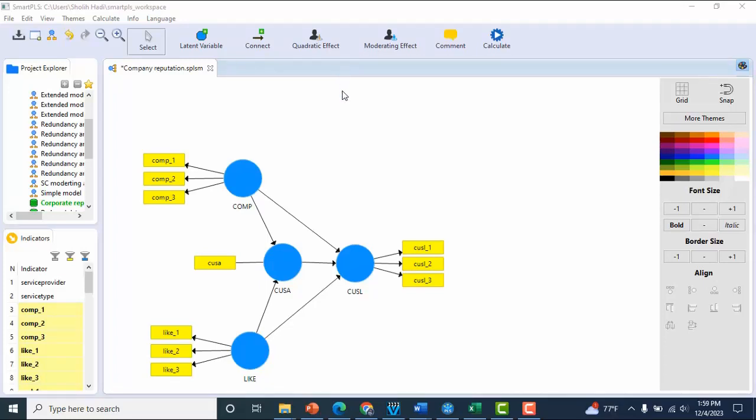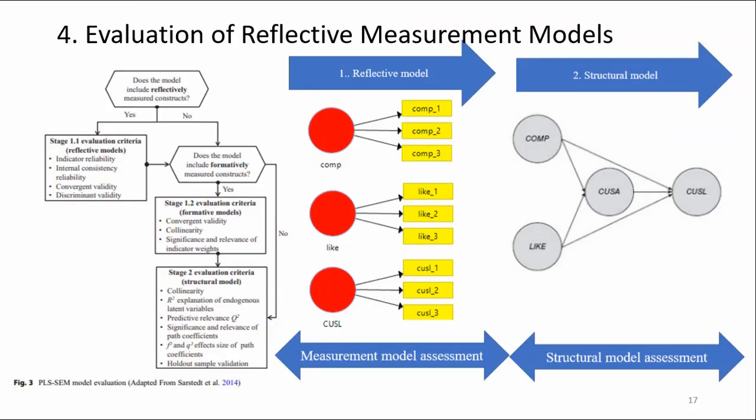Hello everyone. In the previous video, I already discussed the introduction and overview of the SEM model, and how to build the PLS-SEM model. Now I would like to continue to discuss the evaluation of the measurement model. This is the procedure for how to evaluate the SEM model.